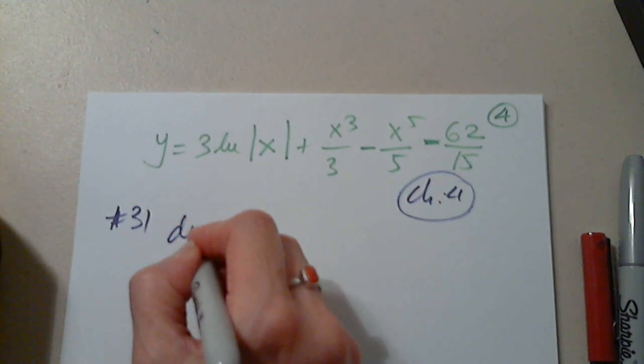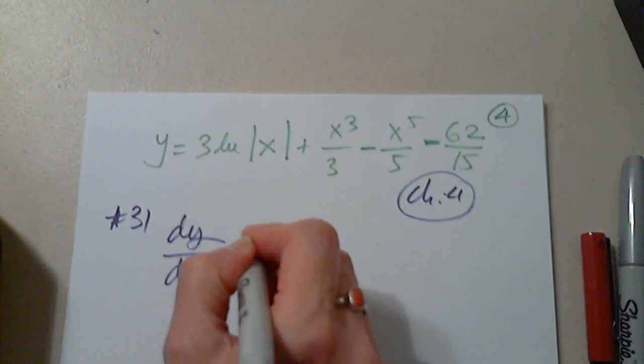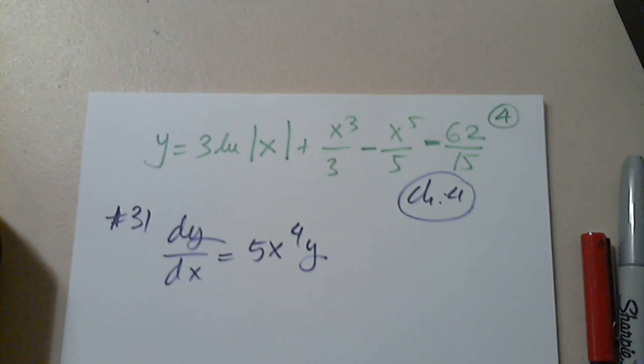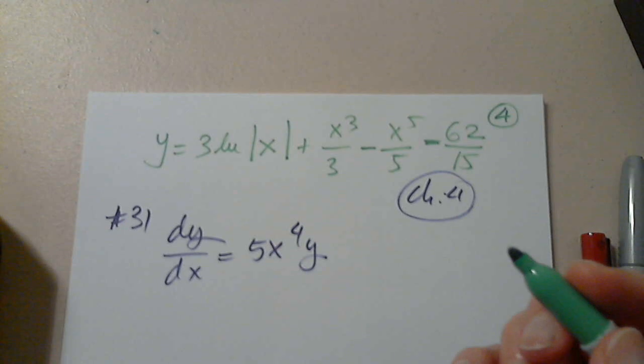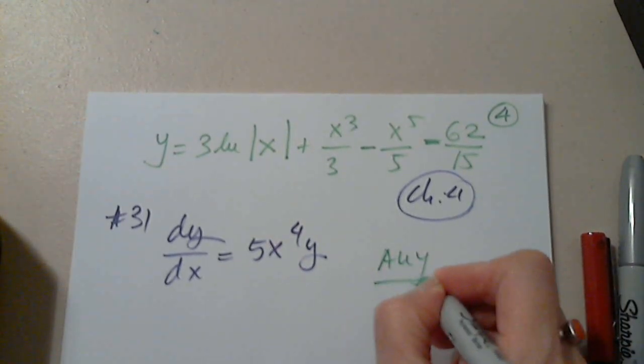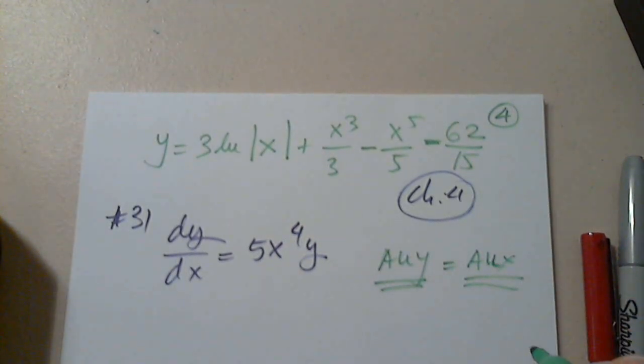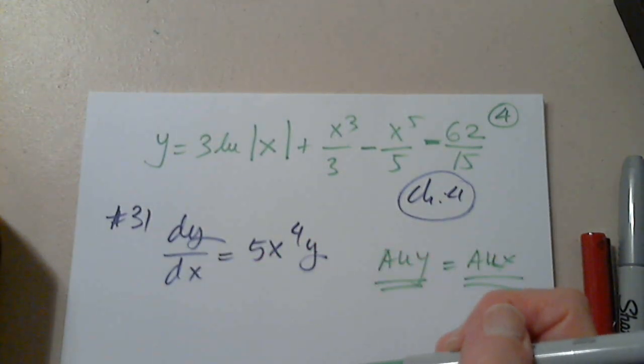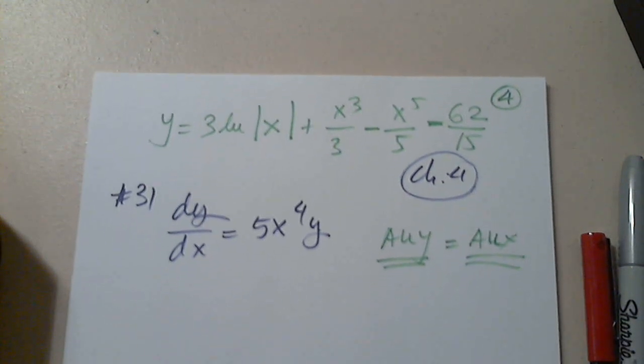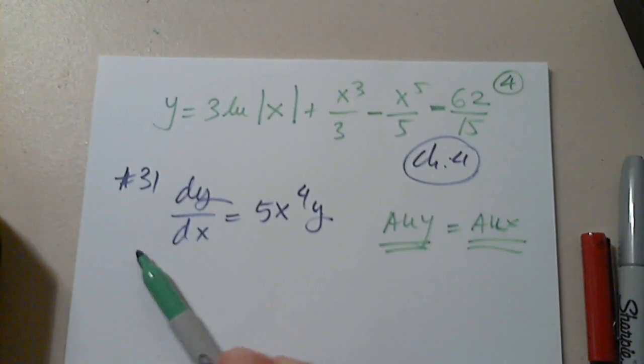In 31, we have dy over dx equals 5x to the fourth y. First of all, before we even attack this problem, by separating variables it means all y on one side equals all x on the other side. They cannot be mixed and matched. Here I have y and x. No. Here I have x and y. No. So I want y alone on one side, x alone on the other.